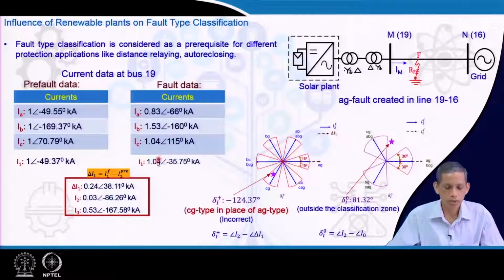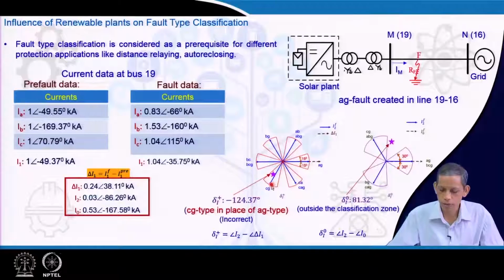Now, when we translate the corresponding positive sequence, negative sequence and zero sequence current into this classification plane, we take the corresponding AG fault, delta I in this reference, and with respect to that the corresponding I 2. Then the point which we get for this case is at this star point mark here. The fault is AG type, but the corresponding angle delta I positive happens to be minus 124.37 from this calculation, and that lies in the zone for the CG fault type.